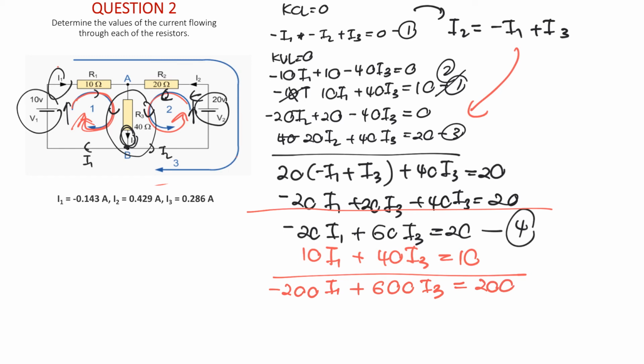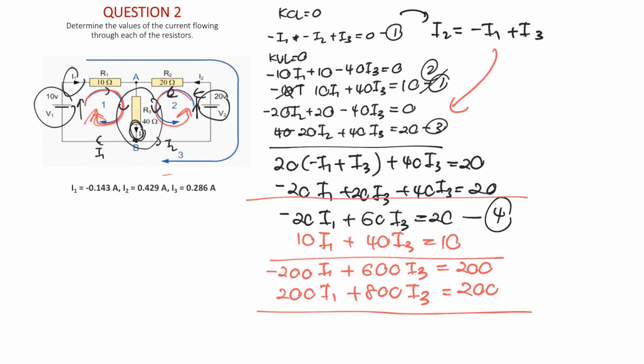And then this one, I'm going to multiply with this one, and this one, and this one. So I'm going to get 200 I1 plus 800 I3 equals 200. I have the same number there, which I can reduce to 0. So here I'm going to get 1400 I3 equals 400.